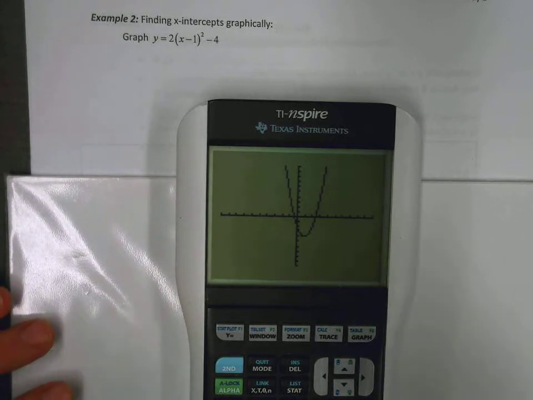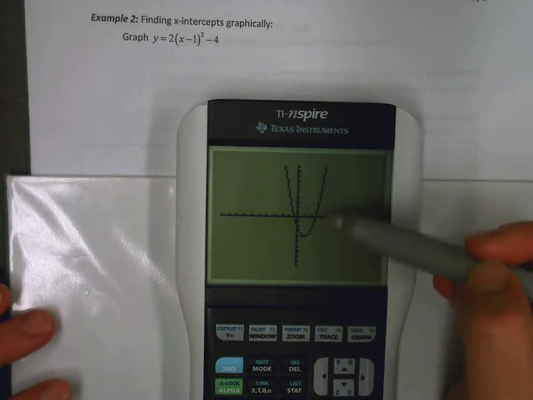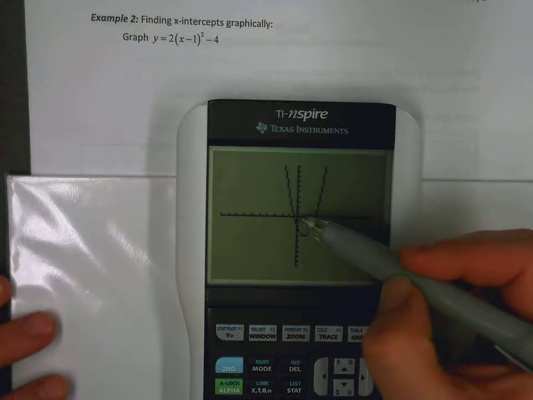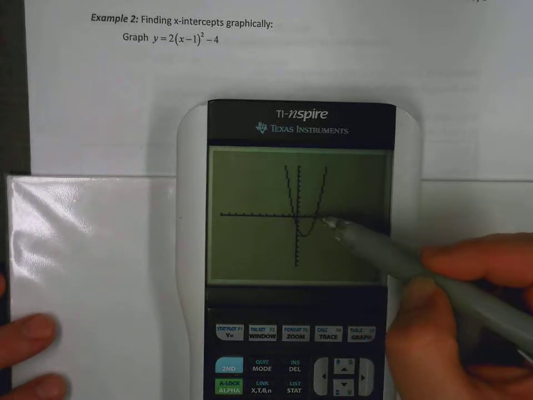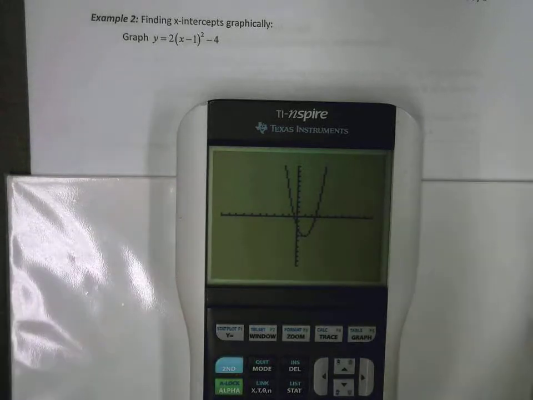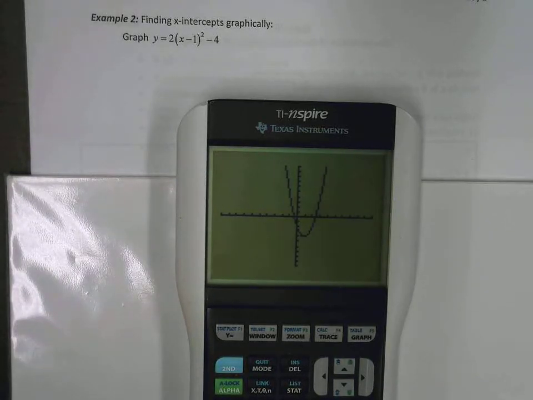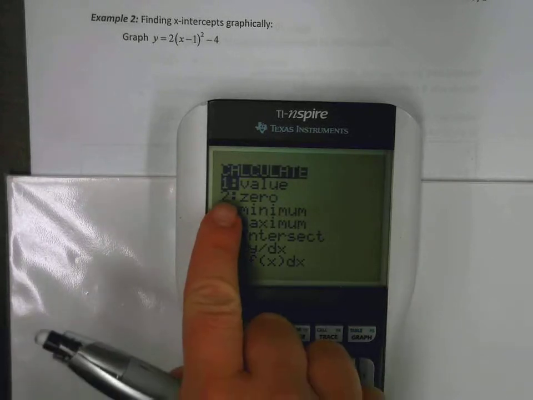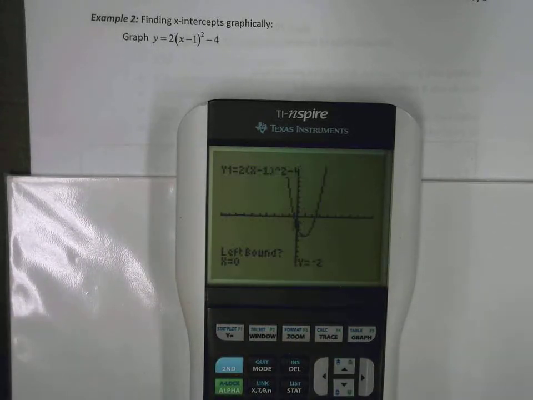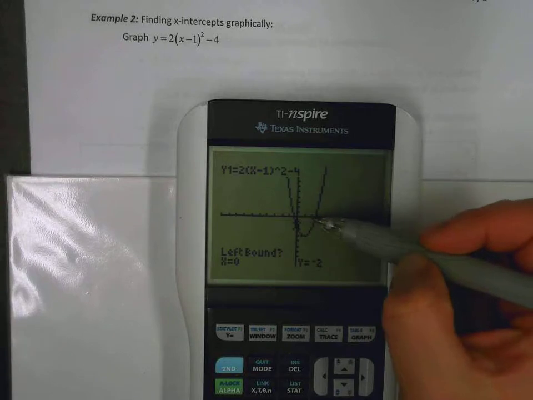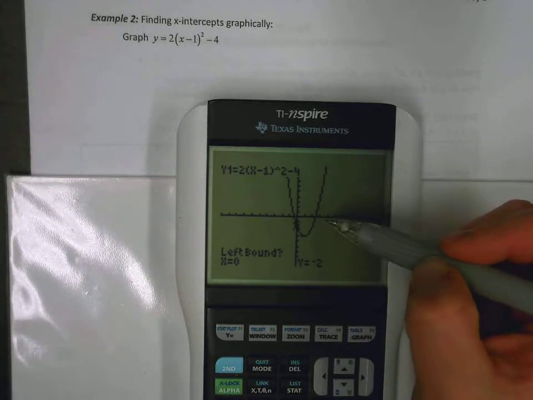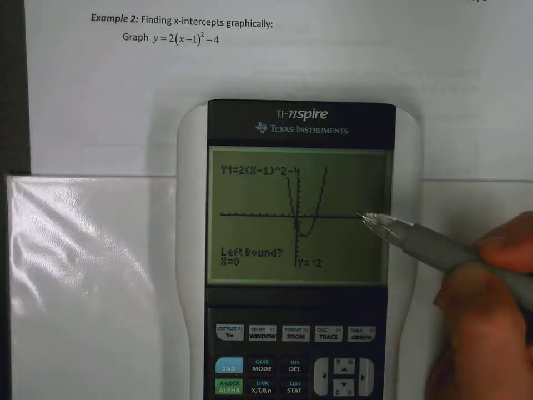So what this gives is our parabola. Okay, and we want to find the x-intercepts. We want to find these points where it crosses the x-axis. So in order to do that on your calculators, you're going to press second trace, and you're going to go to number 2, zero. Because technically the x-intercepts of a function are also called the zeros of a function. So that's why we go to zero.